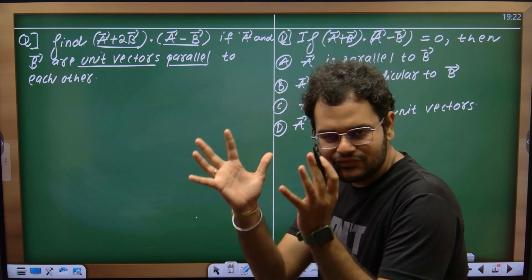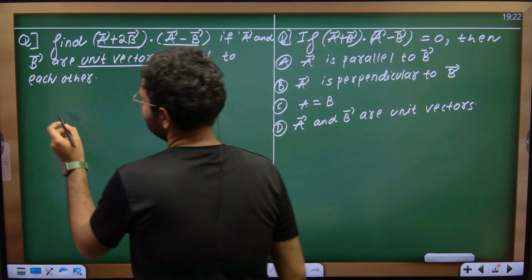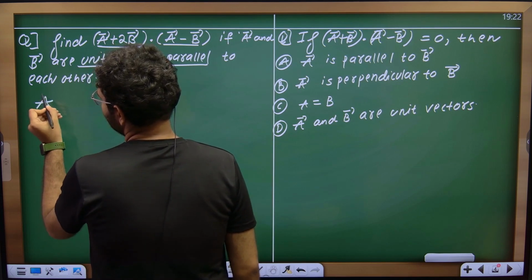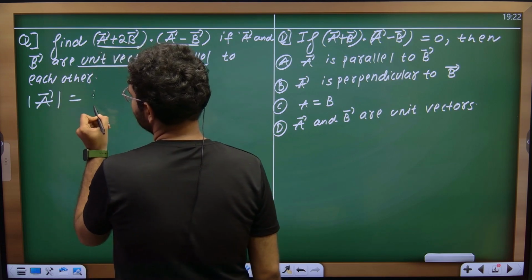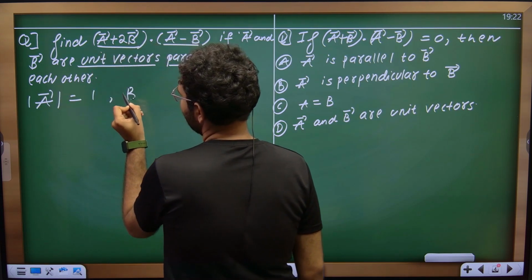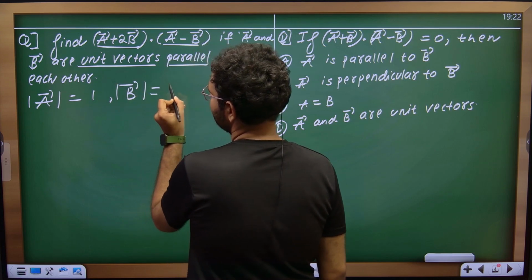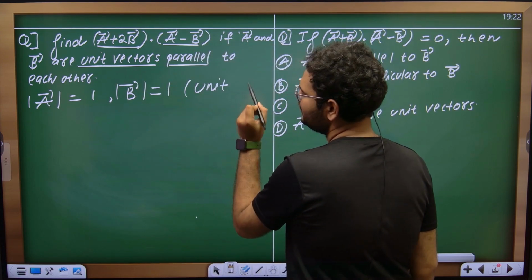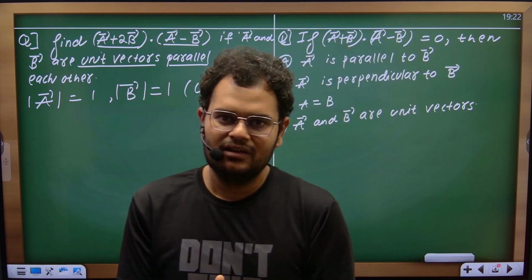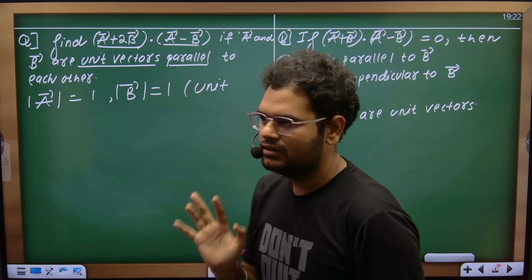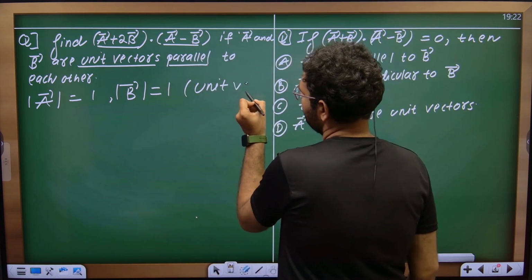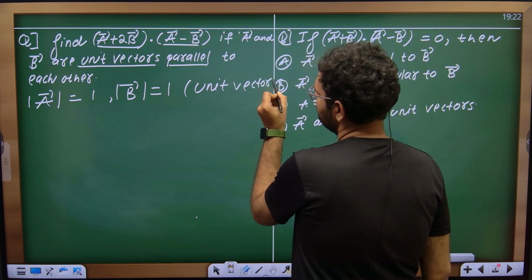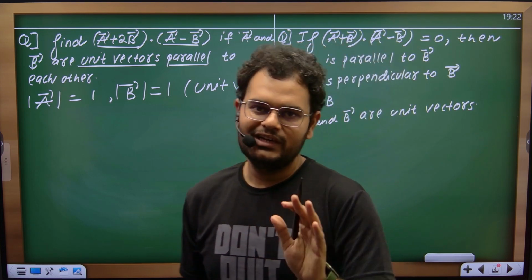First, so much information is given in the question. Let me write. See, if they are unit vectors, can I say a vector magnitude is equal to 1? Similarly, b vector magnitude is equal to 1. Sir, from where you got unit vector? Always remember, whenever unit vector is written in the question, magnitude is 1. Okay, unit vector. If you want to see the lecture of unit vector, you can find in playlist. Okay.